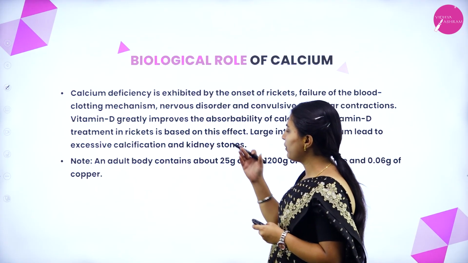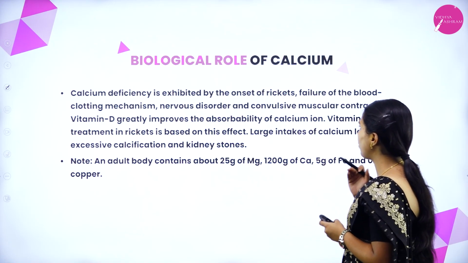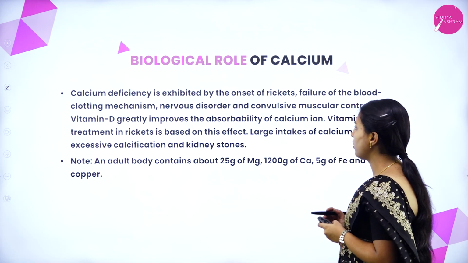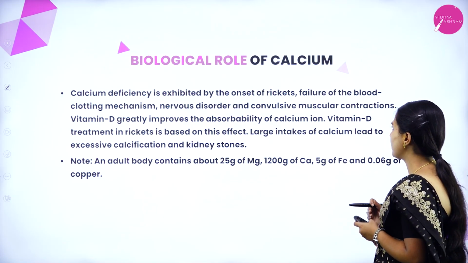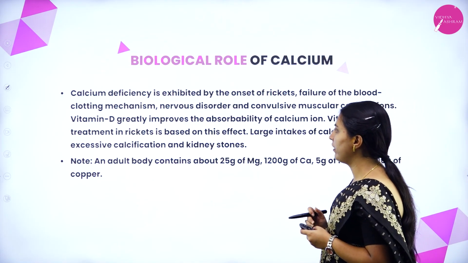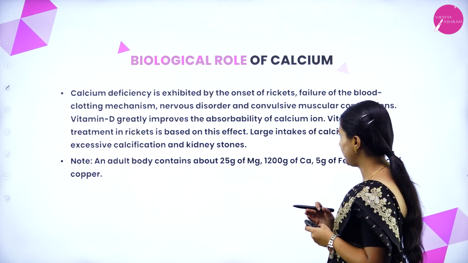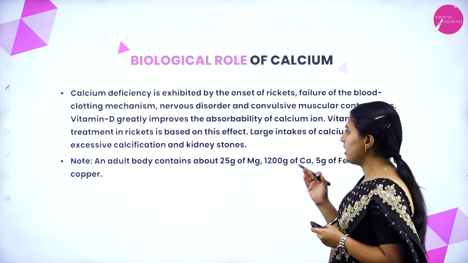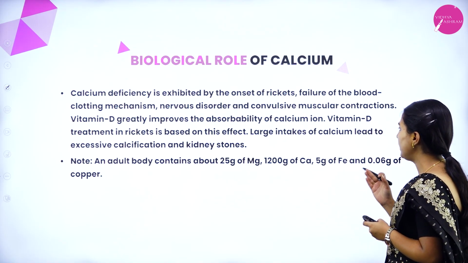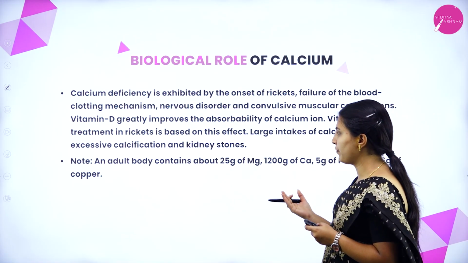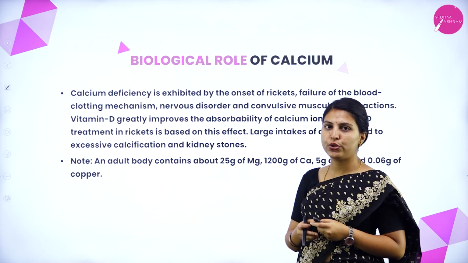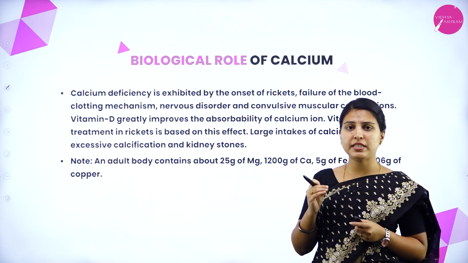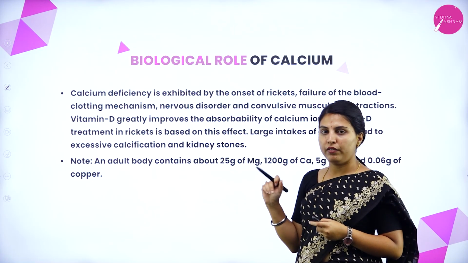Next, calcium deficiency is exhibited by the onset of rickets, failures of the blood clotting mechanism, nervous disorders and convulsive muscular contractions. Vitamin D greatly improves the absorbability of calcium ion. Vitamin D treatment in rickets is based on this effect. Large intakes of calcium lead to excessive calcification and kidney stone. These are the major problems related to calcium in our body.